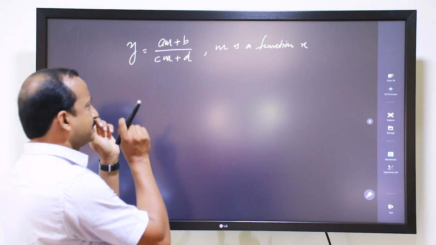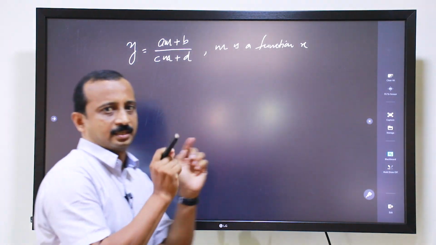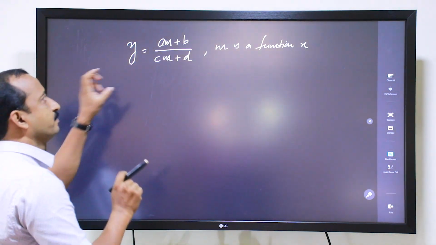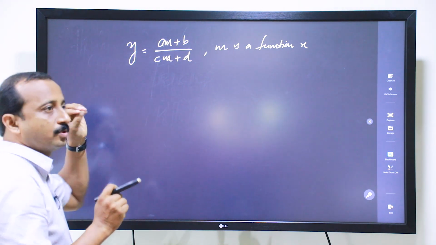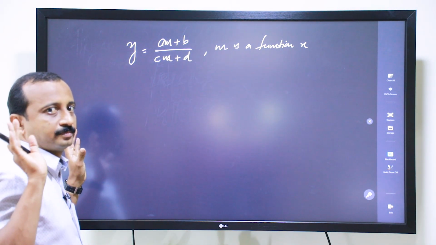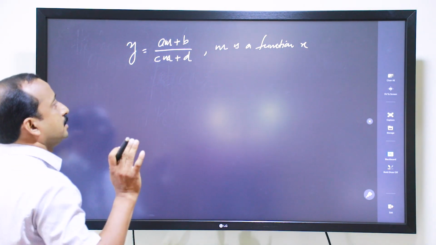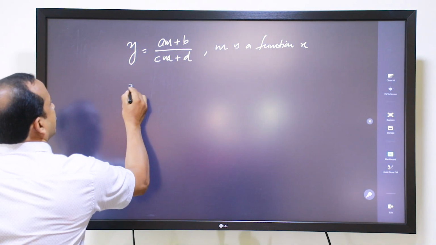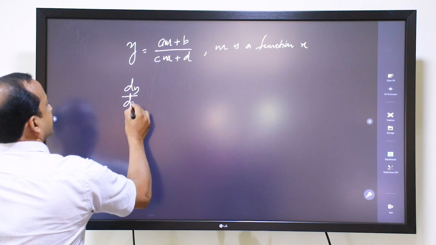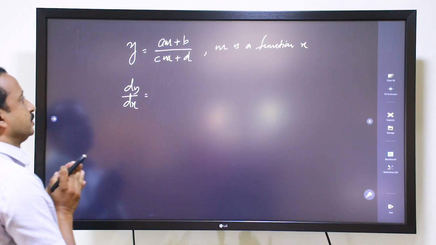Using only a simple method, a simple technique, we find the derivative of such a type of function. This technique is used only for objective type questions. For descriptive questions, these techniques are not possible. Okay. Now, the technique. Here we find the derivative using a simple technique.